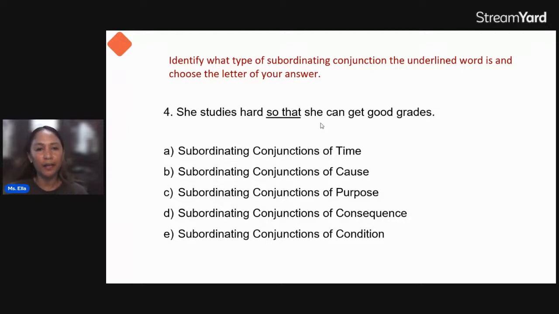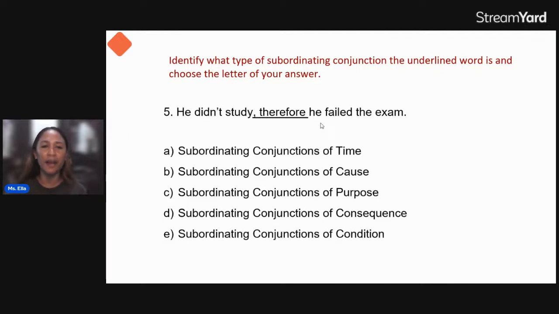All right. So the correct answer for number four is subordinating conjunction of purpose. Why? Why did she study hard? Because she wants to get good grades, right? There's a purpose why she's studying hard, because she wants to get good grades. So that's the purpose. That's why "so that." Okay, let's continue.